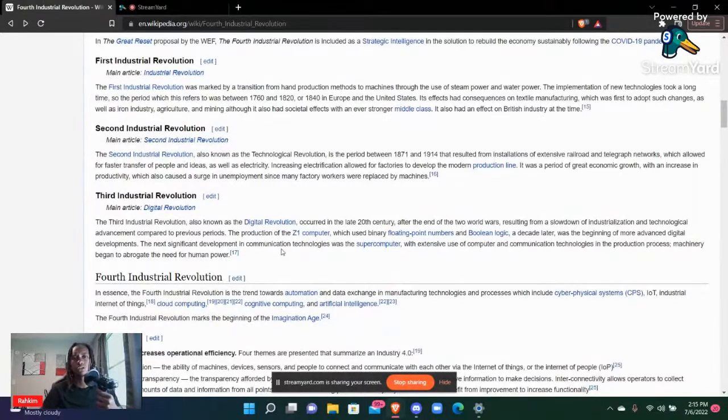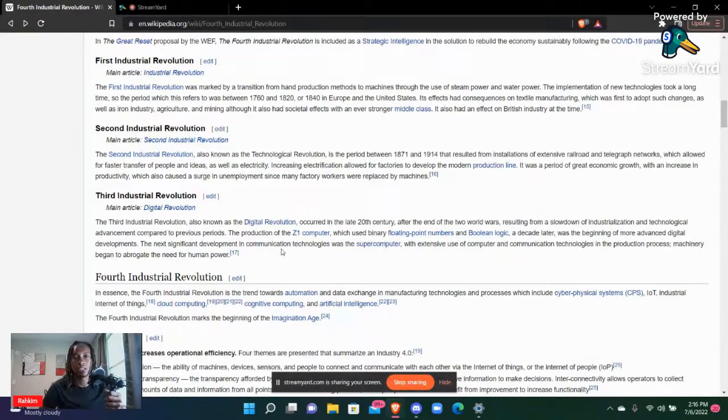It says the second industrial revolution, also known as the technological revolution, is the period between 1871 and 1914 that resulted from installations of extensive railroad and telegraph networks, which allowed for faster transfer of people and ideas as well as electricity. Increasing electrification allowed for factories to develop the modern production line. It was a period of great economic growth with an increase in productivity, which also caused a surge in unemployment since many factory workers were replaced by machines. So you see this common factor of people being replaced by machines in the economy more and more, getting people who are in a so-called lower class standard, basically booting them out of the economy and making them go unemployed. So that's why you have to do something for yourself.